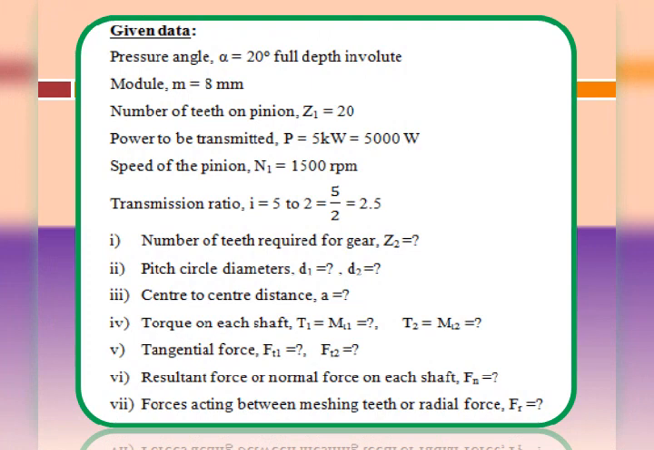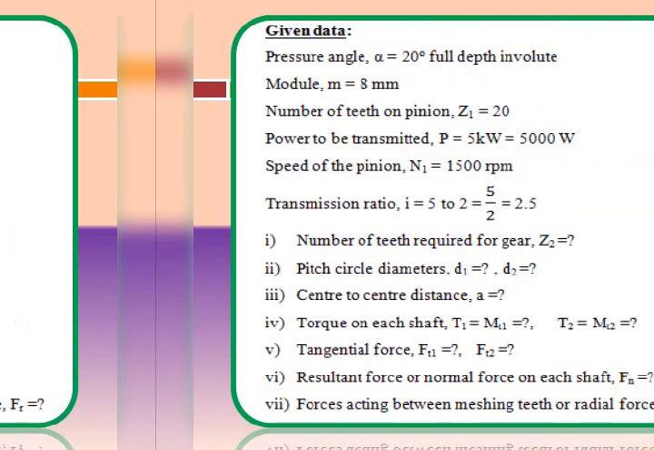The number of teeth on pinion is 20. So number of teeth on pinion Z1 is equal to 20, and 5 kilowatt power will be transmitted. So power to be transmitted P is equal to 5 kilowatt, or in terms of watts, that is 5000 watts, at 1500 rpm. Speed of the pinion N1 is equal to 1500 rpm. The transmission ratio is 5 to 2. Transmission ratio i is equal to 5 to 2, or 5 divided by 2, that is equal to 2.5.